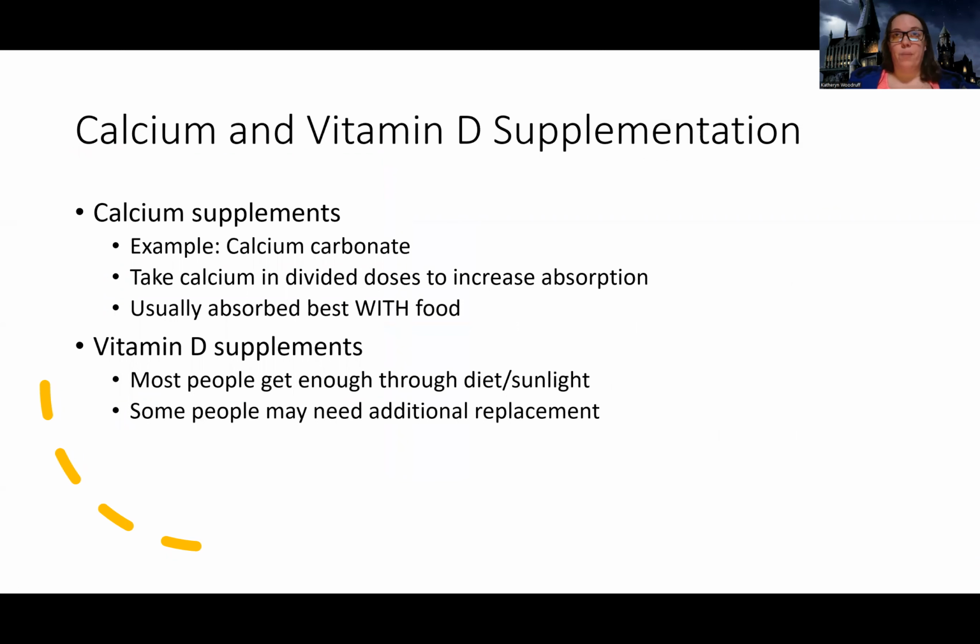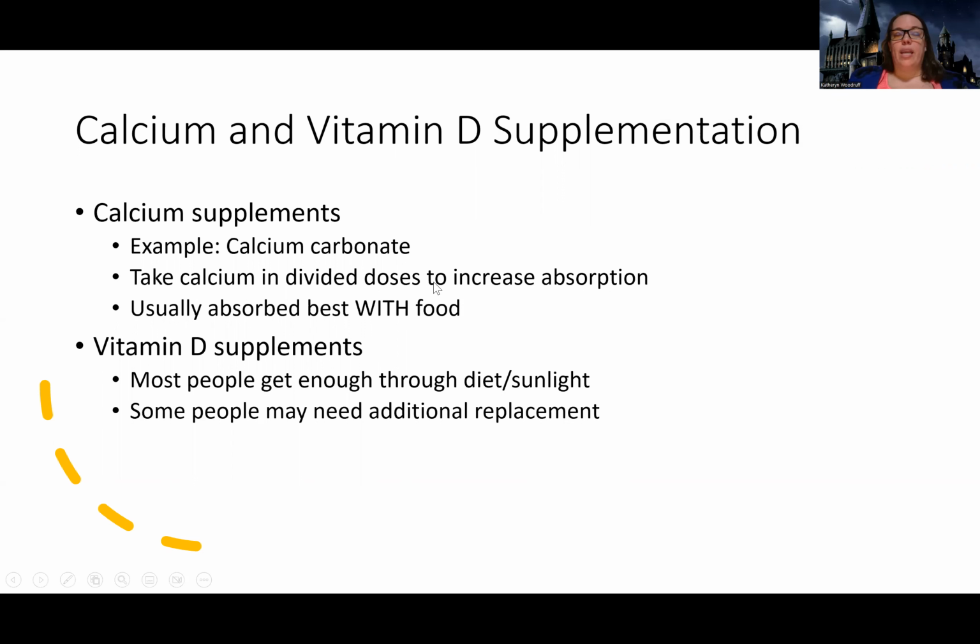The one thing about calcium supplements is there's a finite amount you can take at one time where it's effective. In other words, usually I want to say it's around 500 milligrams or something like that. If you're trying to take it all first thing in the morning, it's not going to be well absorbed. There's a finite amount you can absorb at one time. So these are best spread throughout the day, and it's usually best absorbed with food. An example of this would be calcium carbonate.